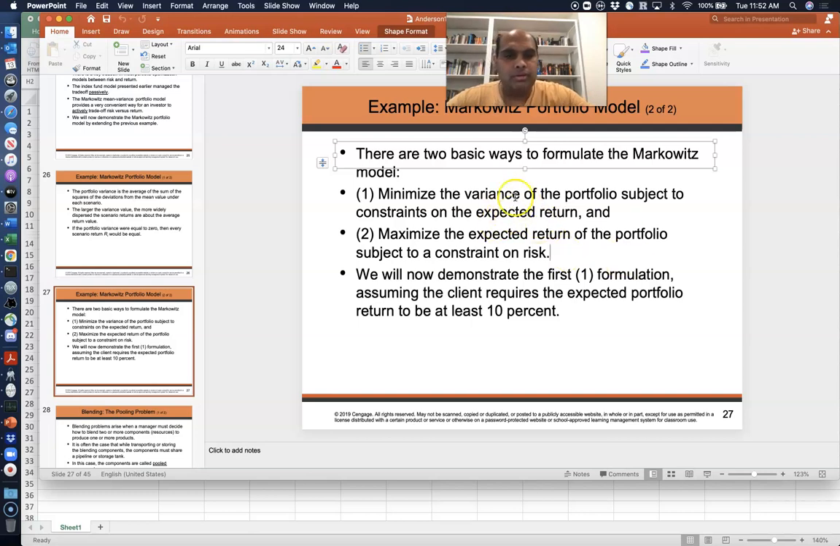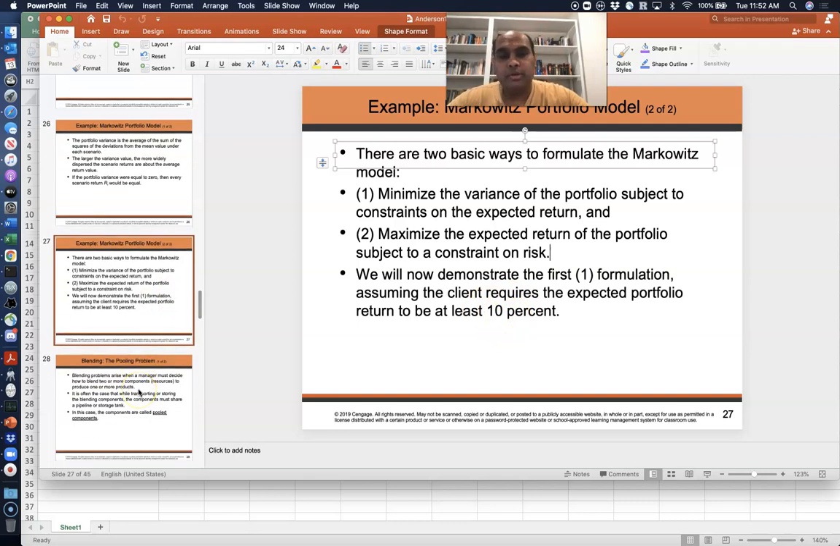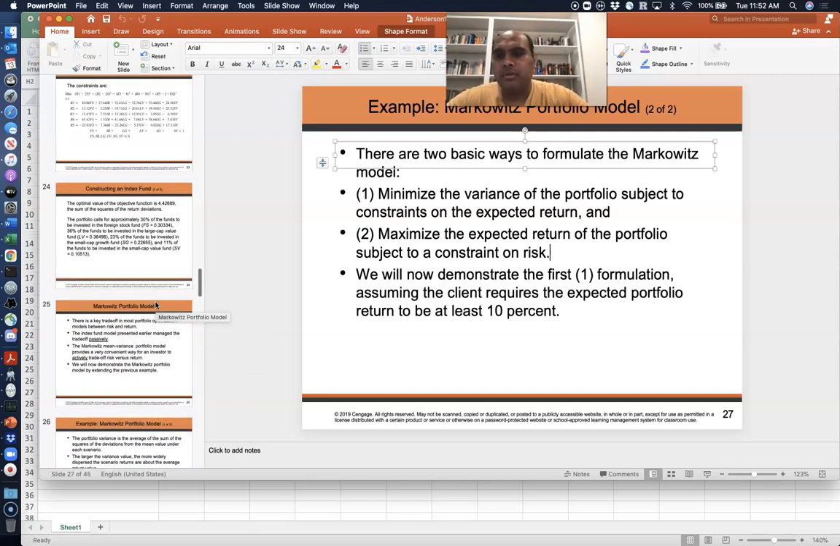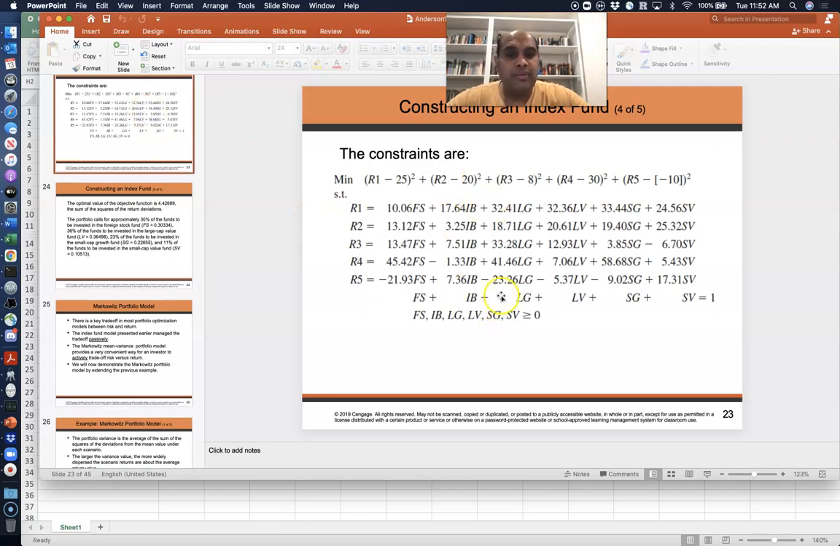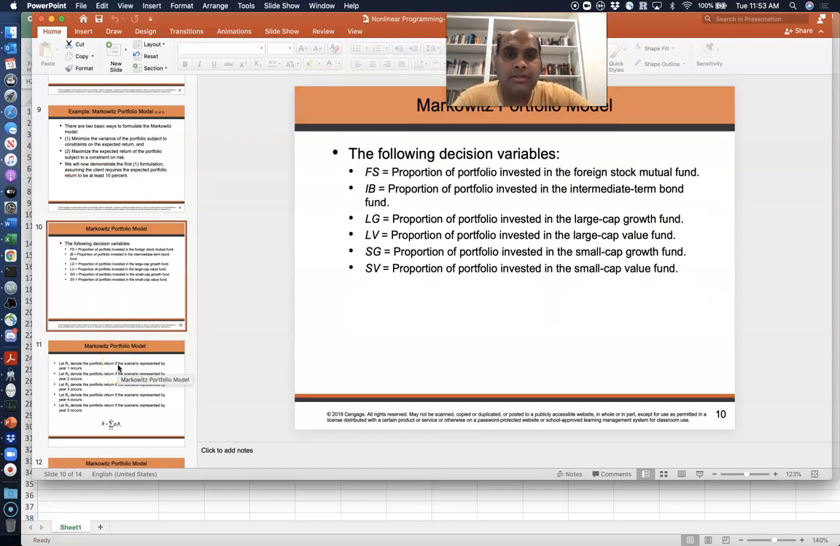So we will do type 1, and we will assume that we want to create a portfolio so that the client receives at least 10% return. That's the minimum return that the client wants based upon the data that you have. Okay, so let's formulate this problem and set it up. Now the constraints are going to be very similar to before. So step 1, the decision variables. We have the same decision variables that we had before. It's the proportion of the portfolio invested in the stock, foreign stock, intermediate bond, large cap growth, large cap value, small cap growth, and small cap value.